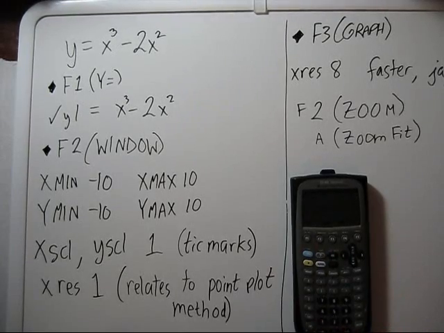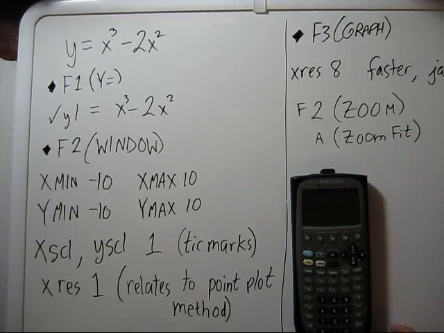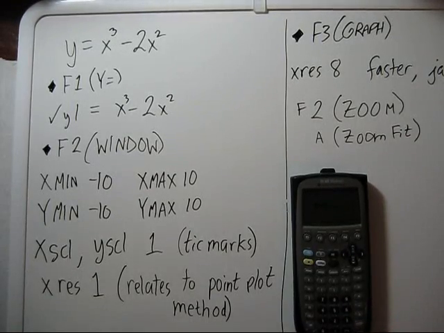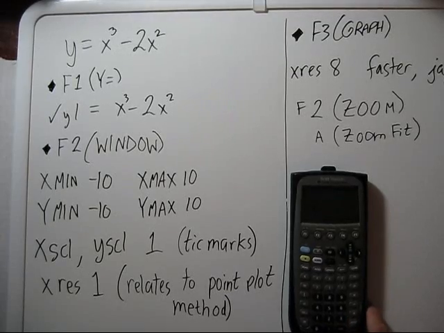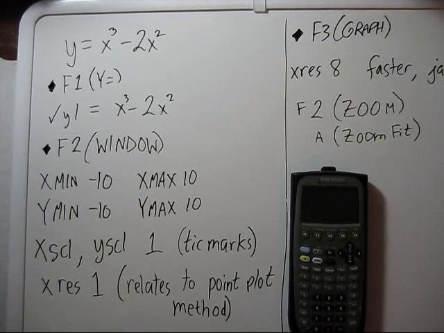Now let's set the window, which will be the size of the display. Let's go -10 to 10 for our x. X scale, just have that at 1. It tells you how often the tick marks appear, so every 1 unit. Then y min -10, y max 10, y scale, let's do 1. And then x res, let's do 1. And I'll show you what happens when you change that later.